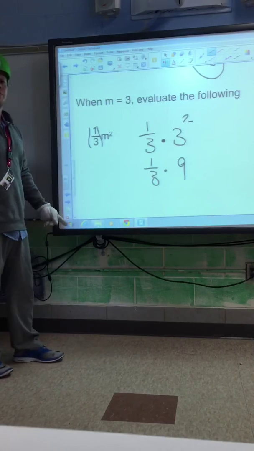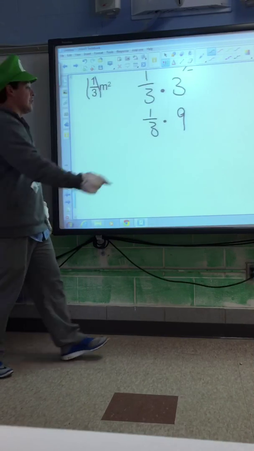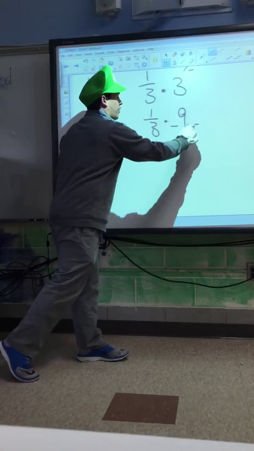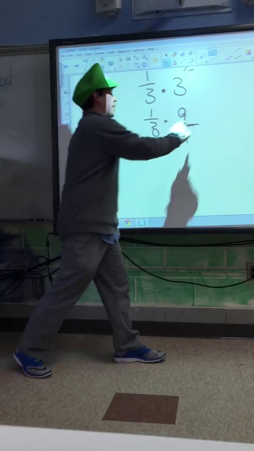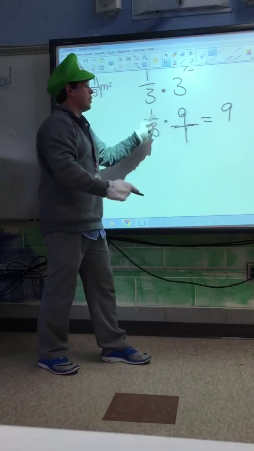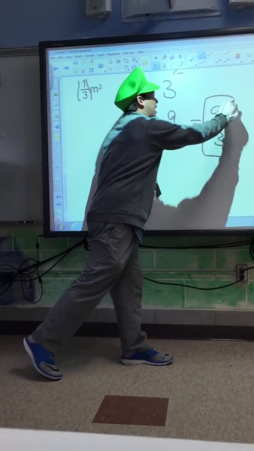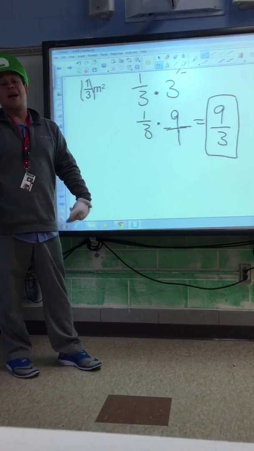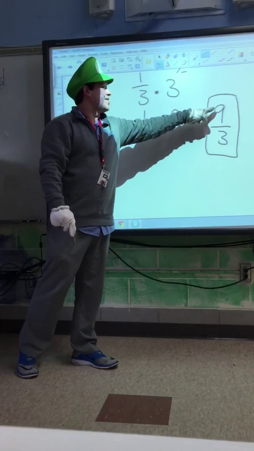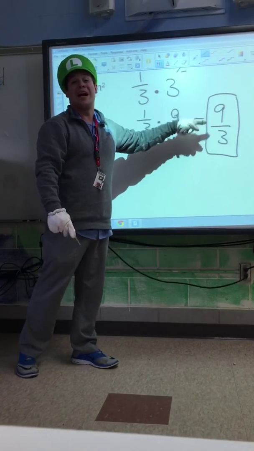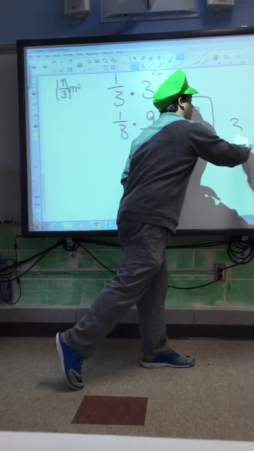Just like in the previous problem, I can add a 1 as a denominator to make it easier to work with. So it's 1 times 9 is 9, 3 times 1 is 3. As an improper fraction, 9 over 3 is perfectly fine. However, we know that this is 9 divided by 3, or 9 over 3, which is equivalent to 3.